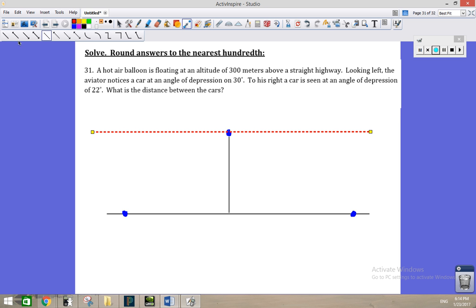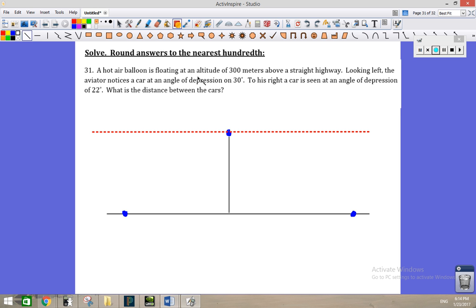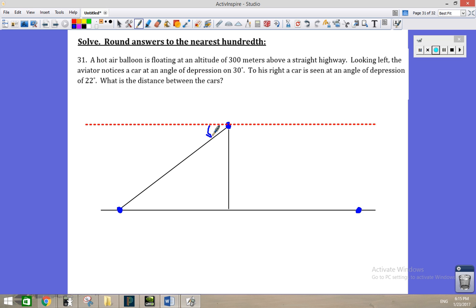But looking left, you have an angle of depression of 30 degrees. So you're tilting your head down 30 degrees to see the car. Two parallel lines cut by a transversal, alternate interior angles are congruent, so that must be 30 degrees.